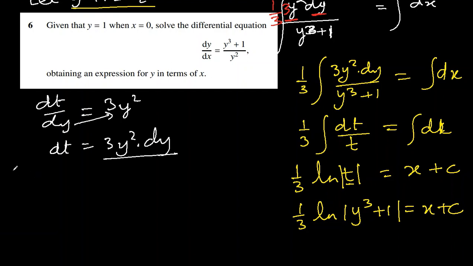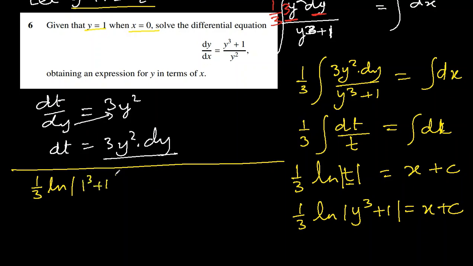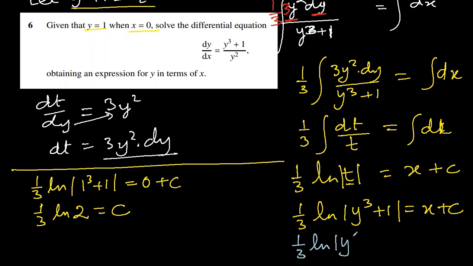So to evaluate c, we will use the condition they have given, y equal to 1 when x equal to 0. So 1 over 3 ln, y is 1, so 1 cube plus 1, equal to x is 0 plus c. So that becomes 1 over 3 ln 2 equal to c. So our equation here becomes 1 over 3 ln y cube plus 1 equal to x plus 1 over 3 ln 2.